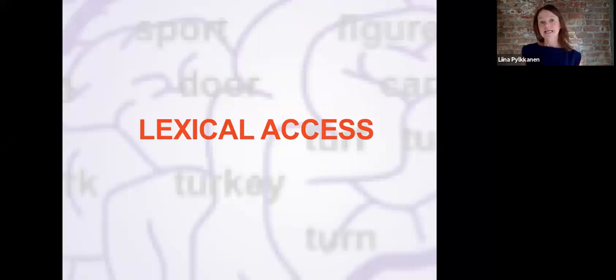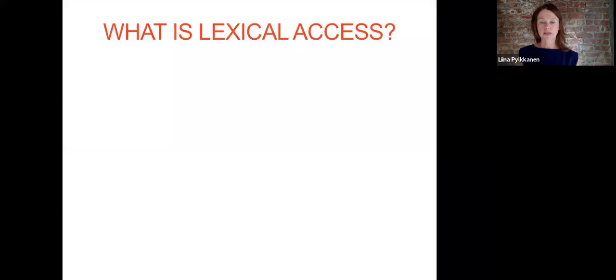Lexical access. Lexical access is a very big part of language processing, and so in order to understand the neural basis of language, this is one of the core computations that we need to be able to understand. So what do we mean by this term? What is lexical access? Well, let's start by considering this sentence.